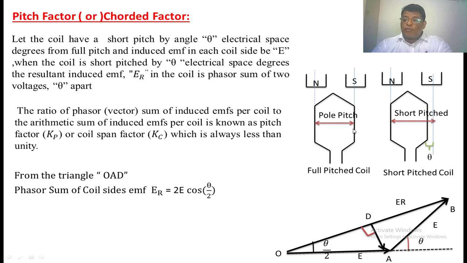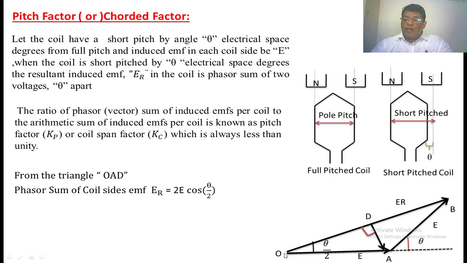Suppose it is a full pitched coil, this vector would lie on the x-axis, so these two vectors get added directly. Whenever we make a short pitch, there is some angle between the x-axis and the voltage induced in the short pitched coil side. That is theta. Now if we find the phasor sum of these two, it gives OB. This is the resultant phasor.